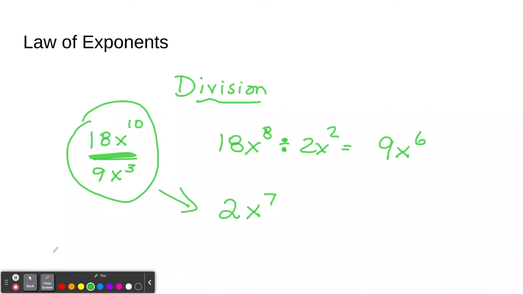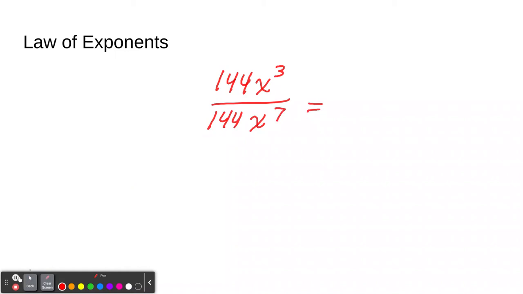So let's do some problems. Clear it out. So what if I had, let's change it to red. Haven't used red yet. What if we had 144x to the 3rd and 144x to the 7th? See if you can do that problem. All right, if you want to pause the tape.